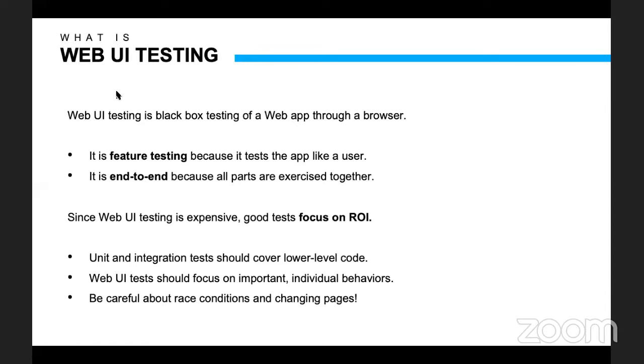So with these challenges, we always want to focus our web UI testing efforts on getting the highest return on investment for the time we spend doing it. We don't want to necessarily test all the things. What we do want to test are the important things. So any sort of lower level code, we should be testing at unit and integration levels. And when we do automate web UI tests, they should be on important individual behaviors. So maximize the ROI, maximize your testing like a user would be doing it.